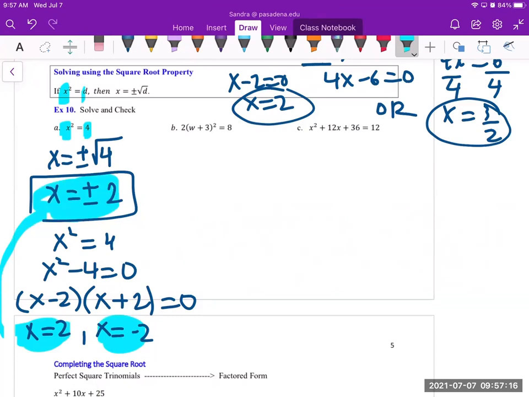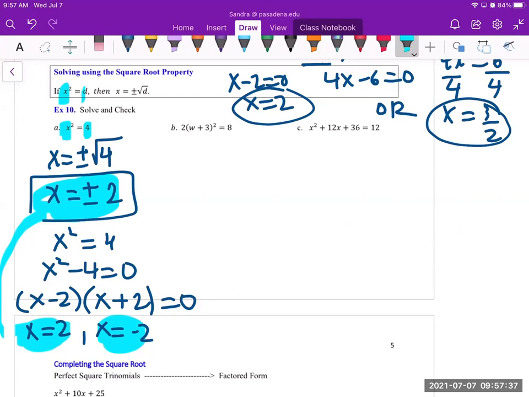You're welcome to do it either way. But the reason why we're introducing you to a new one is because it's not always possible to do it using the zero factor property. And so this is the reason why we need a new method to solve it. It's called the square root property.